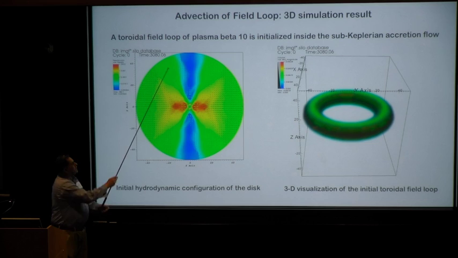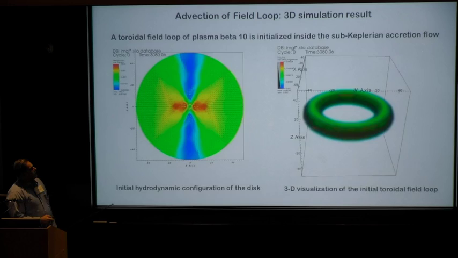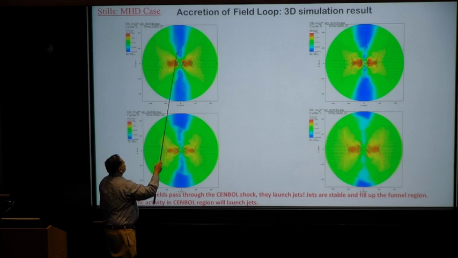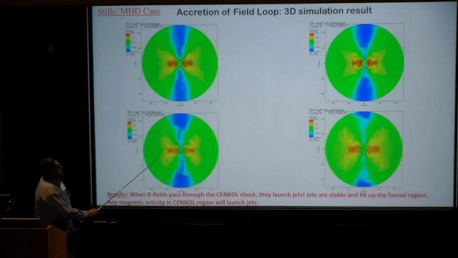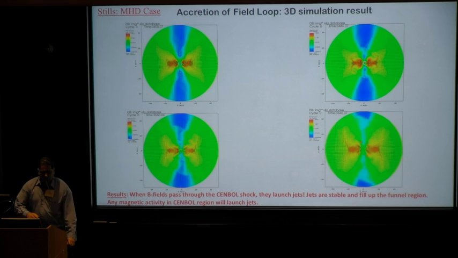So we send in field loops of magnetic field, and this is showing you a time sequence. So initially, this funnel-like channel is empty. Then the magnetic field comes here, and you basically start to see that the funnel is getting filled up. Then you go to a later time, and you see that the magnetic activity in the disk has actually caused the funnel to be filled up with an outflow even further, and by now, the outflow has reached the boundaries of the mesh.